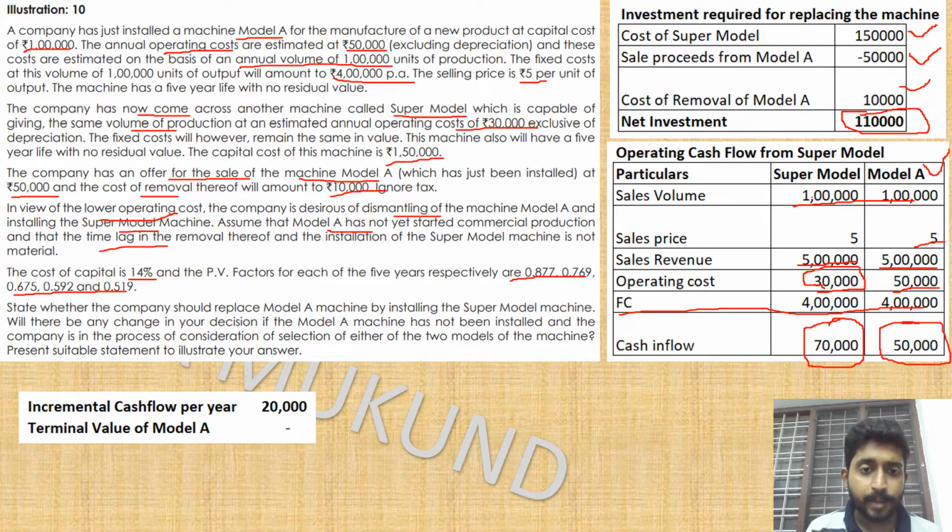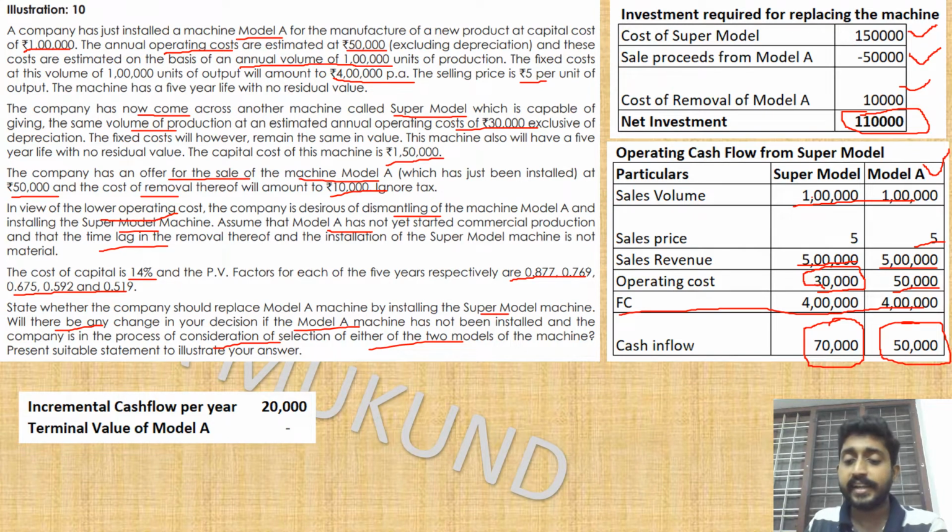So state whether the company should replace model A with installing the super model. So model A will be taken out and the super model will come in. So which decision is good or not, and will there be any change in your decision if model A has not been installed and the company is in the process of selecting either of the two models? So two questions are asked.